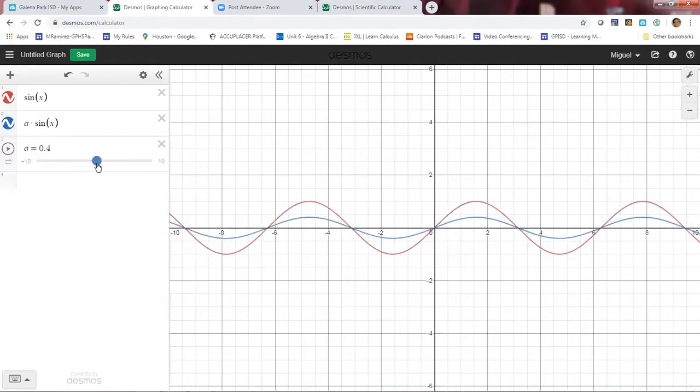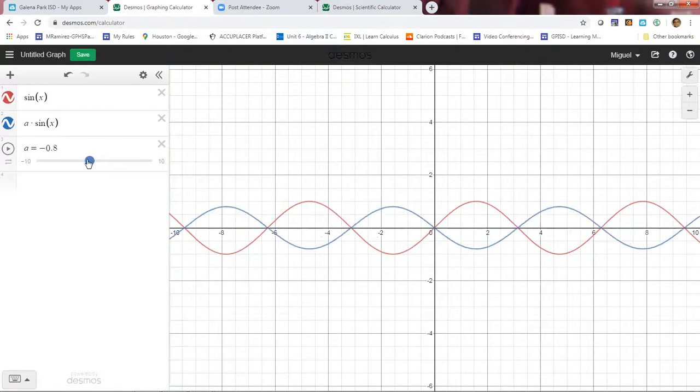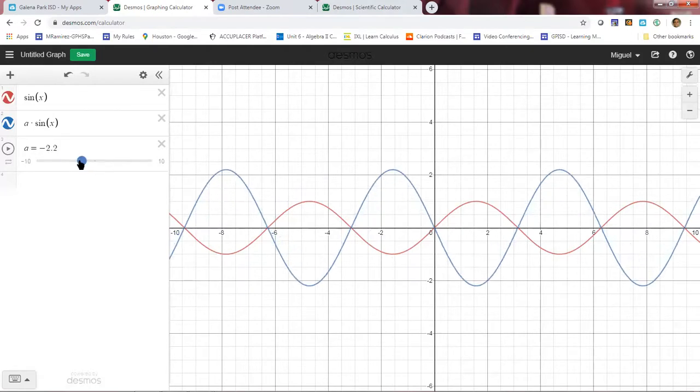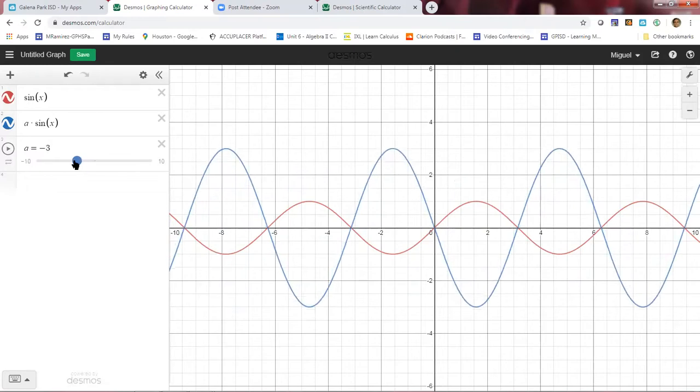What happens if I do a 0? Well, I flatten the curve, you see? And if I go to the negatives, I'm going to flip over the function. So this is for negative 1, you see? The blue is the negative of the red. When the red is positive, this is negative. When the red is negative, this is positive. And if I go for larger negative numbers, it's also going to flip over. So a is the amplitude of the sine function, correct?